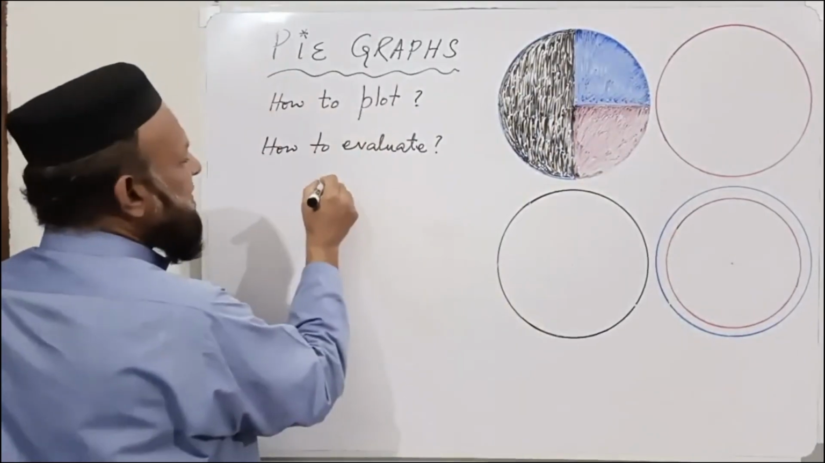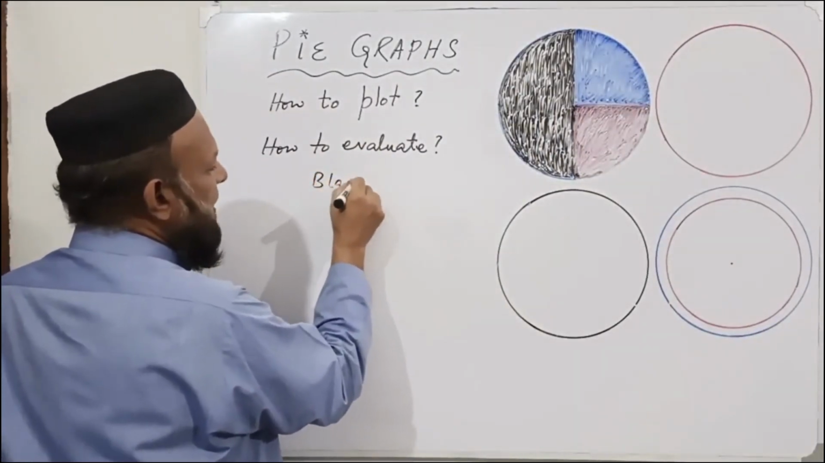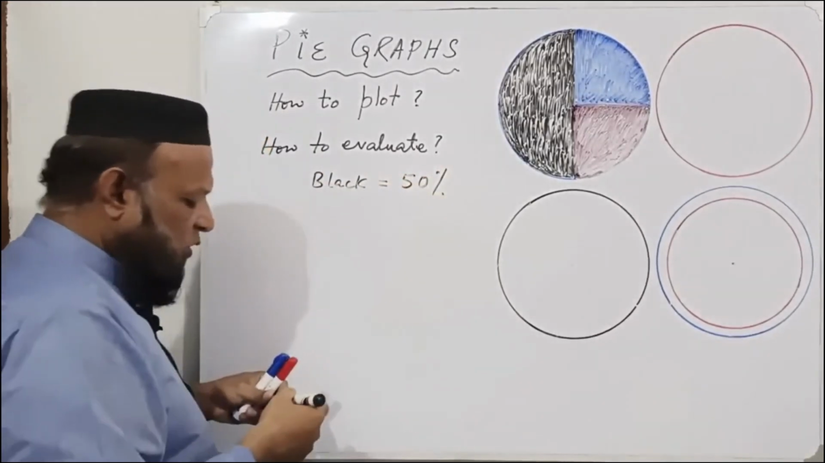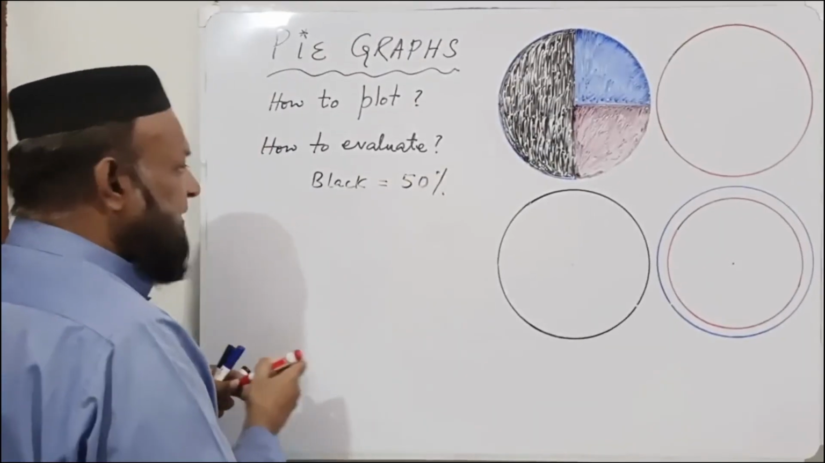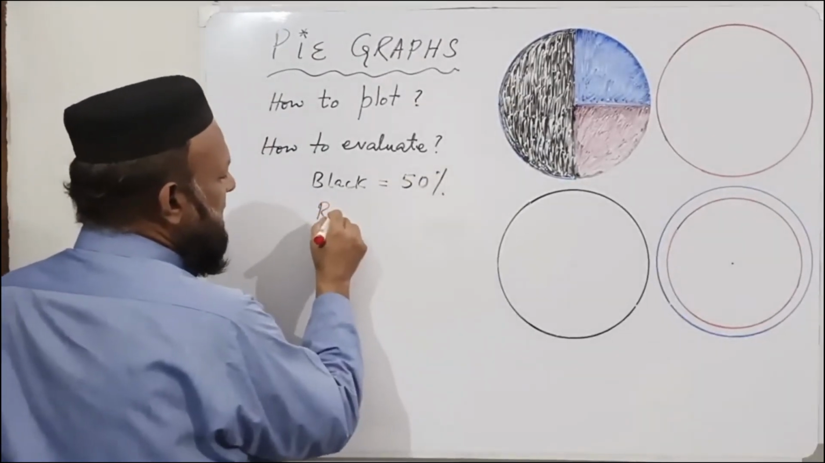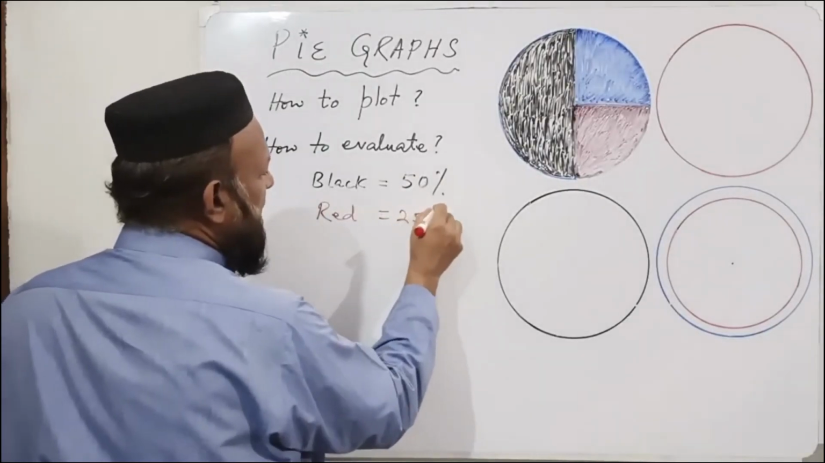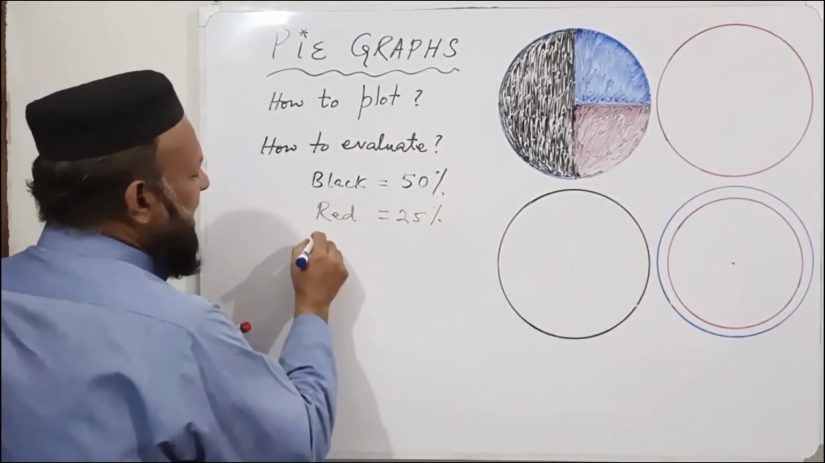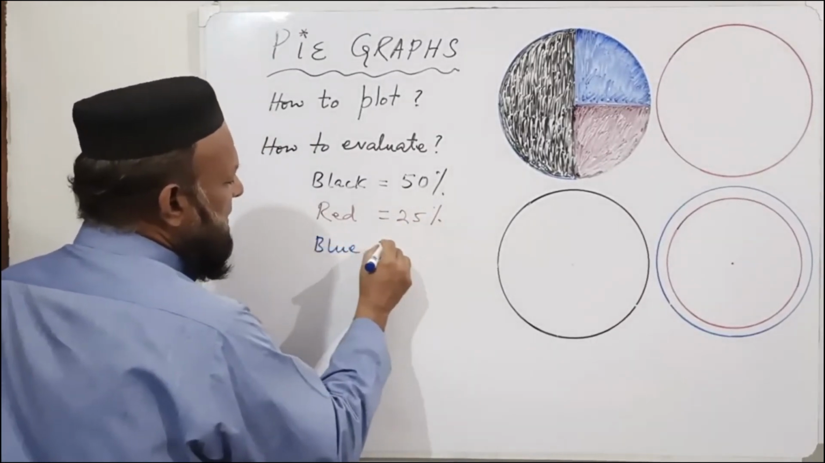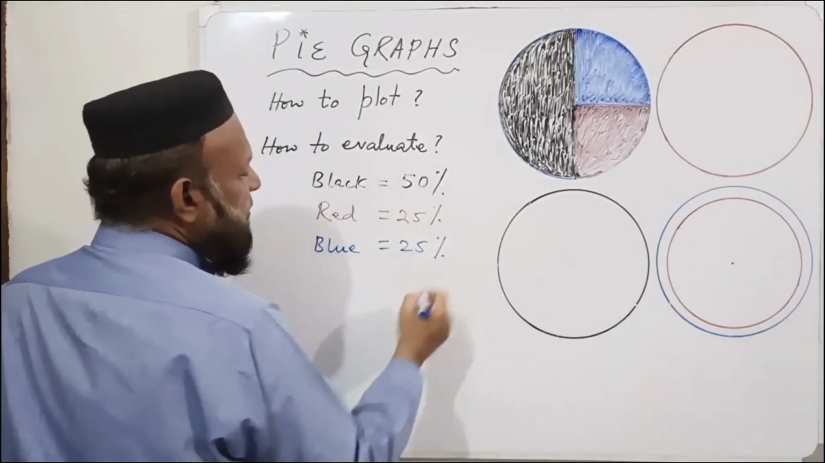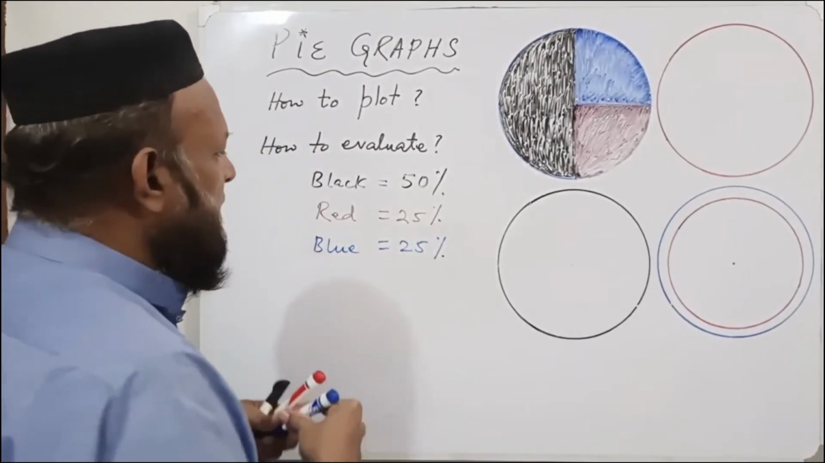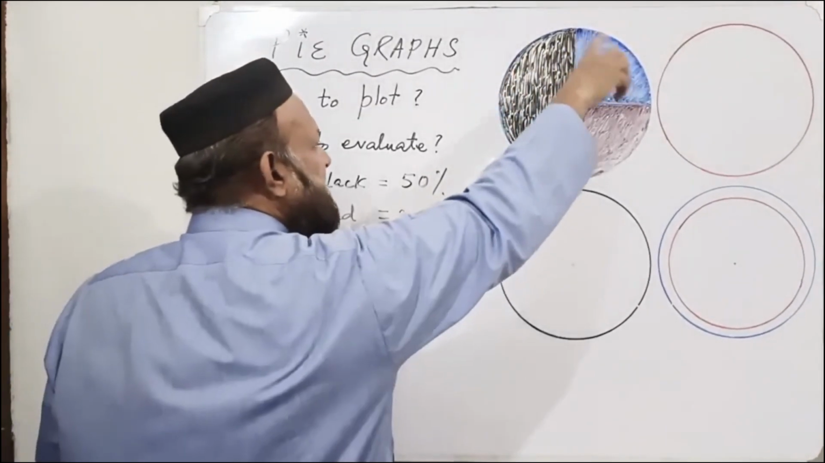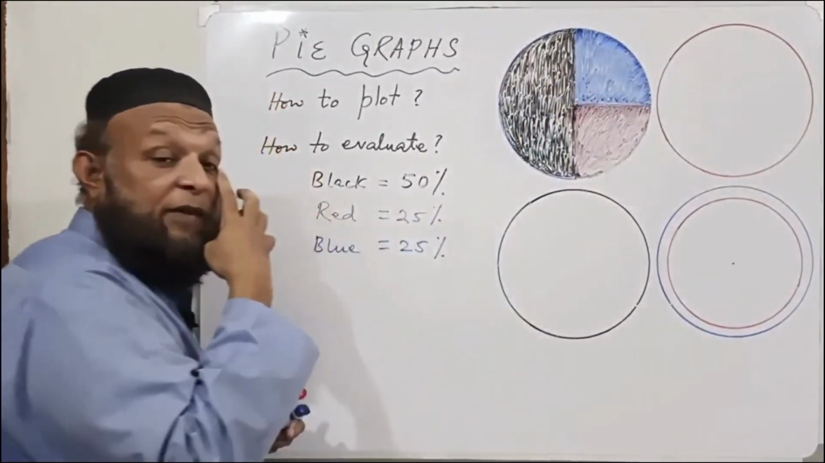So the share of black is 50% of the total. Black is 50% of the total markers. Red is 25% of the total markers and blue is 25% of the total markers. Is it clear to you? Okay. In total you can see that 50, 25 is 75, and 25 more is 100. So this circle gives you the pie graph.